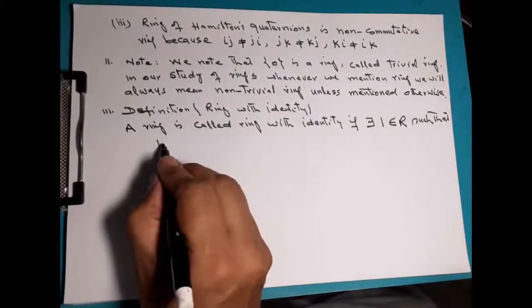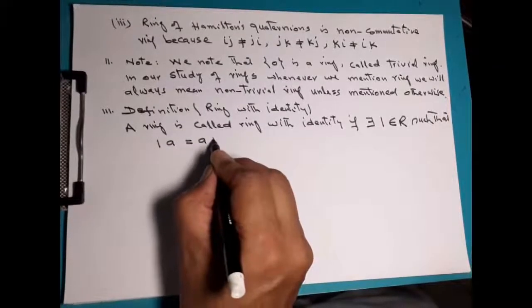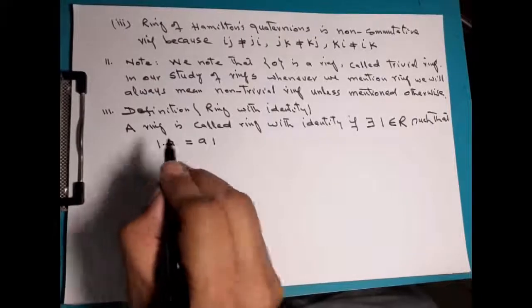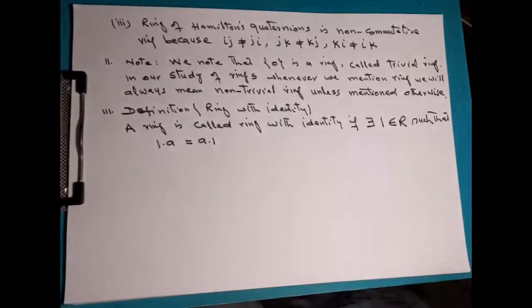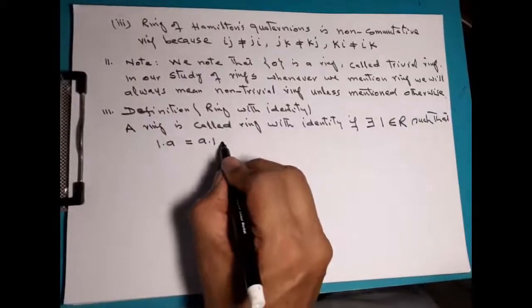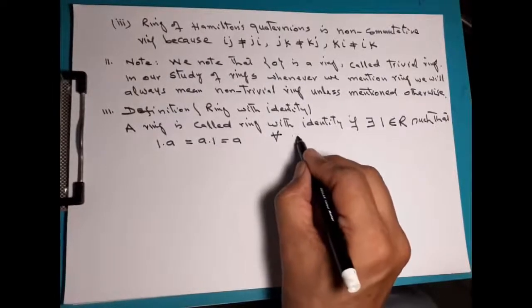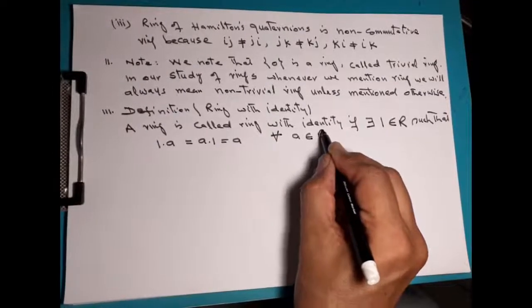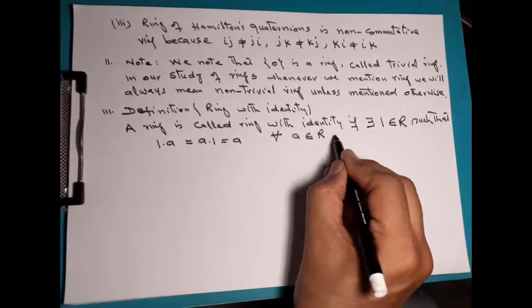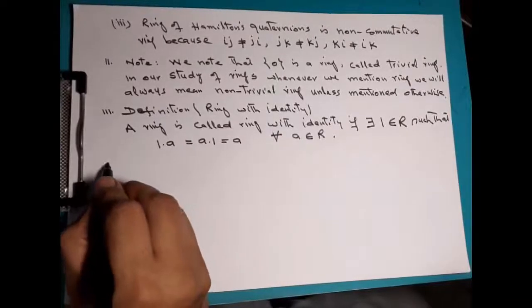1 multiplied with a is equal to a multiplied with 1. Let's put a dot here because most of the time we don't put it, but sometimes it seems necessary. Such that 1 multiplied with a is equal to a multiplied with 1 is equal to a, and this is for all a belonging to R. So if a multiplicative identity exists in the ring, then that ring is called a ring with identity. So let's see examples.